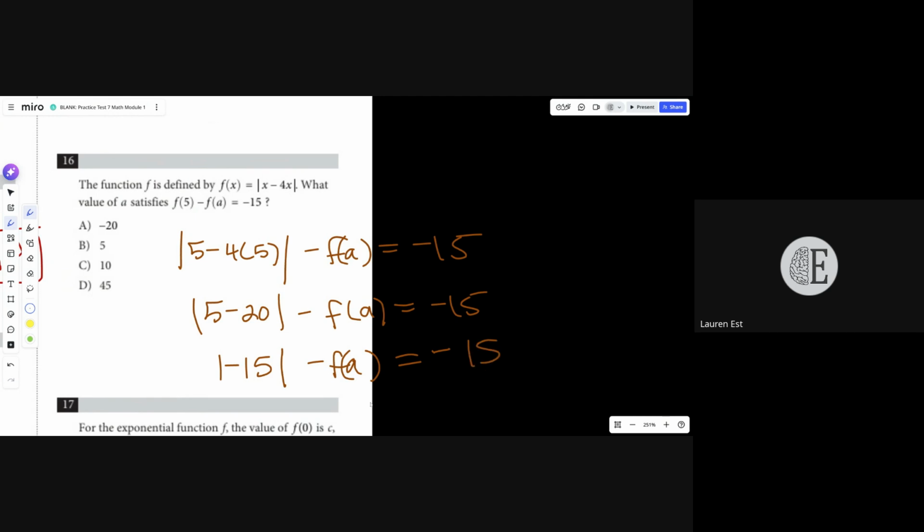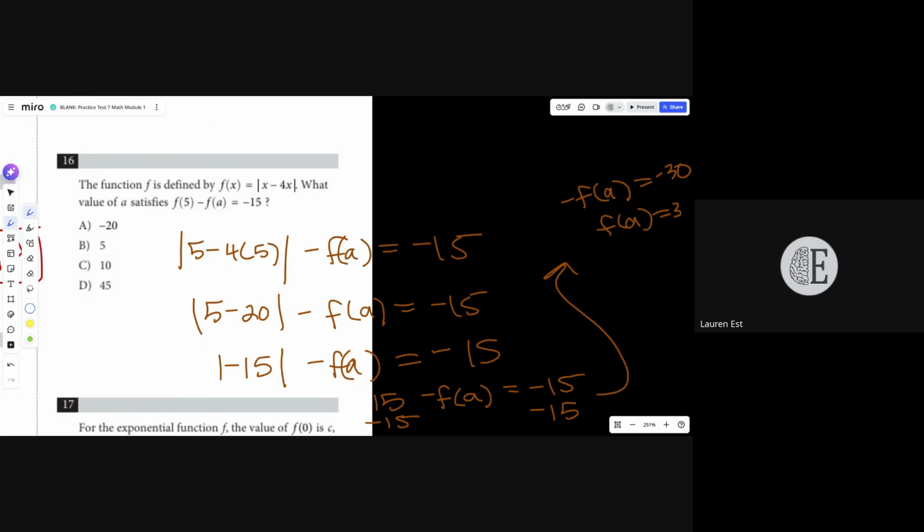I'm showing way more work than I need. 15 minus F of A is equal to negative 15. So then I get negative 15 and negative 15. And my negative F of A is going to be equal to negative 30. F of A is equal to 30. That's not an option. What did I screw up? What value of A? Oh, okay. So F of A is equal to 30.